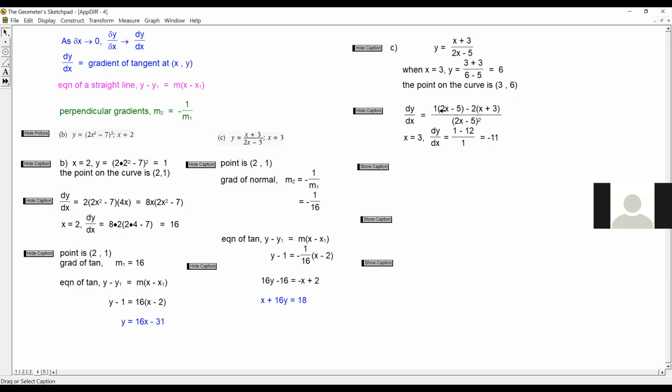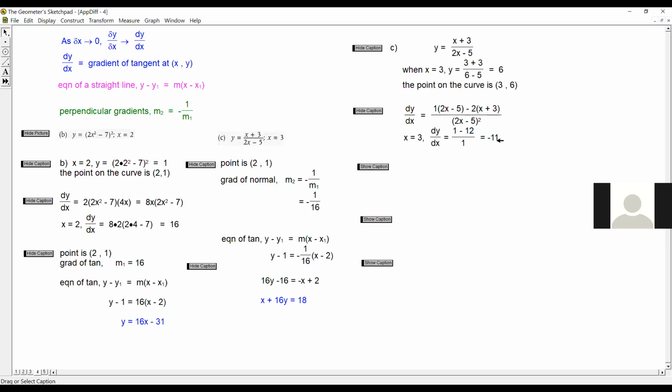Differentiate the top, you get 1. The bottom, you keep. After that, differentiate the bottom, the top, you keep. Then divide by the bottom square. Substitute x equals 3 into the gradient function. You have dy/dx equals negative 11.